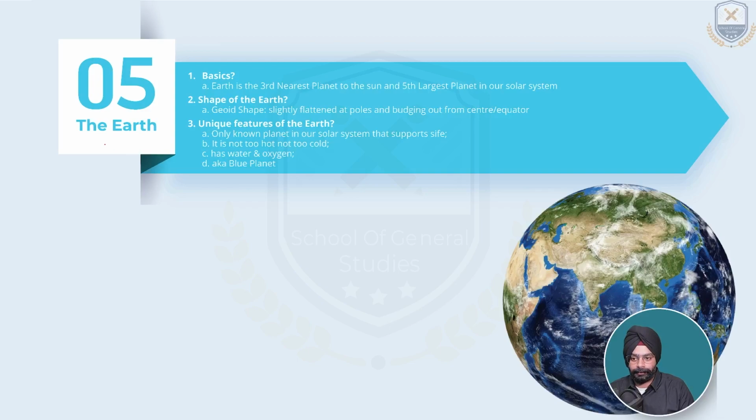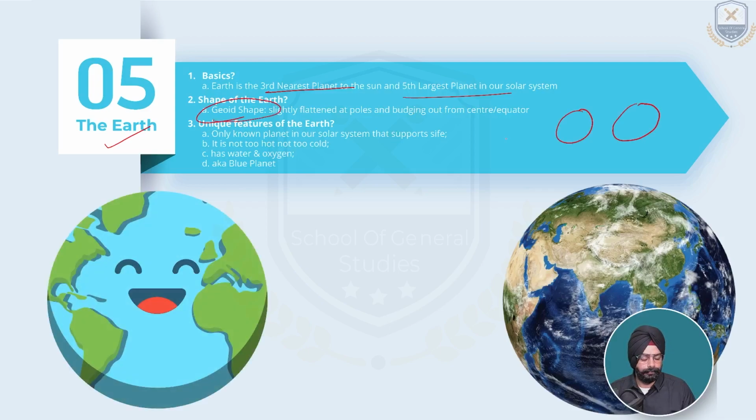Next, we're going to look at our planet, the Earth. The Earth is the 3rd nearest planet to the Sun, and it is the 5th largest planet of the solar system. Due to the rotation and revolution, it has a quite peculiar shape. It is flattened at the top and bulges out slightly at the equator or center. There is no other shape like this, so scientists named it the geoid shape. It has some unique features.